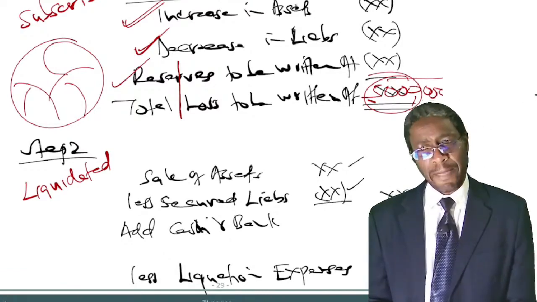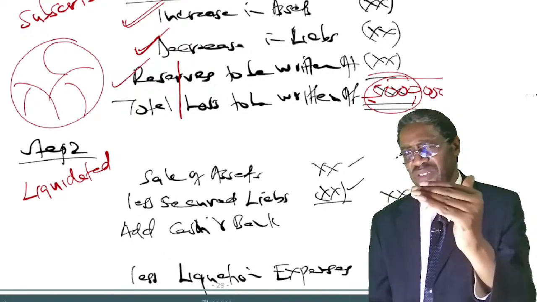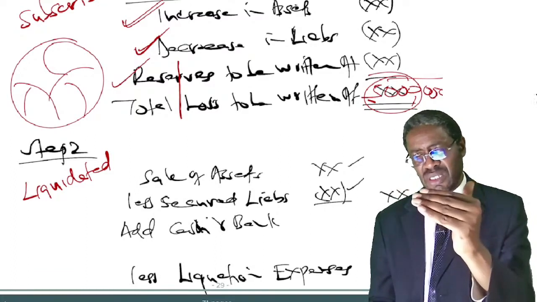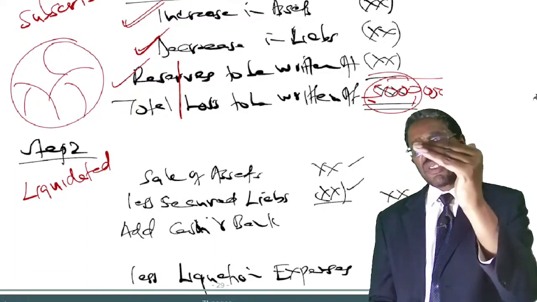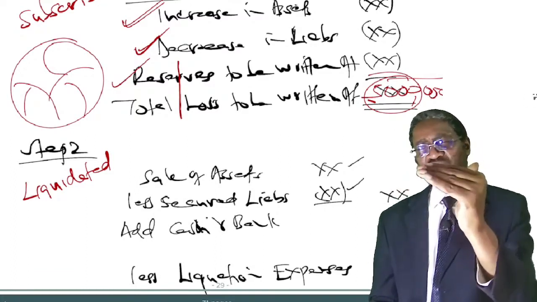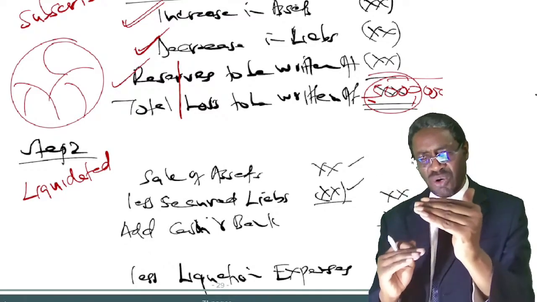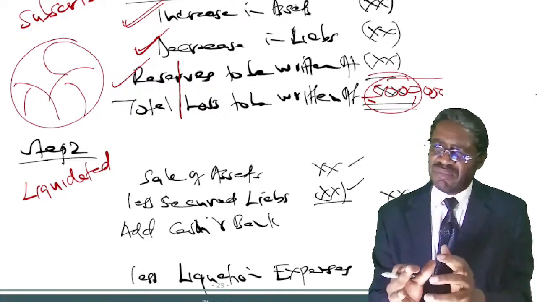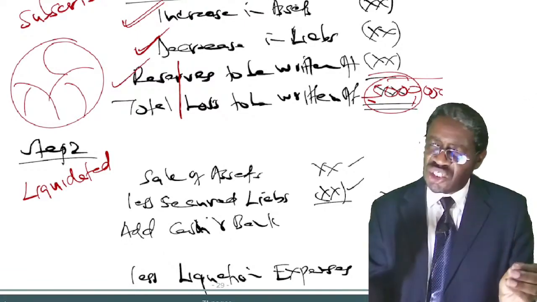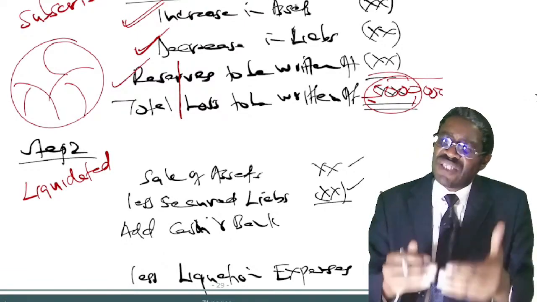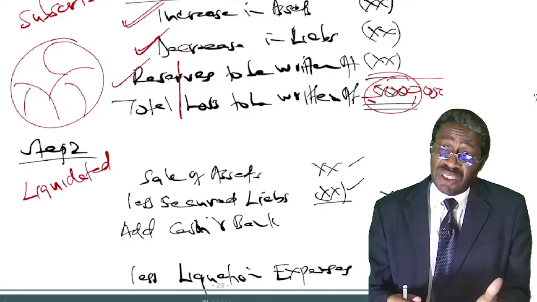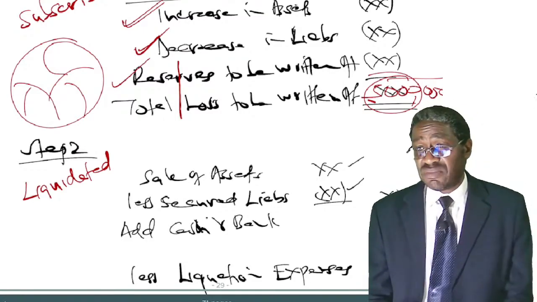Now listen. It may happen, or you may realize, that in case the company is liquidated, the assets will be sold for this much. Then liabilities will be paid in the following order. Then a time will come when the money is already finished, but there are some stakeholders down there as per the list of priority who will not get anything.